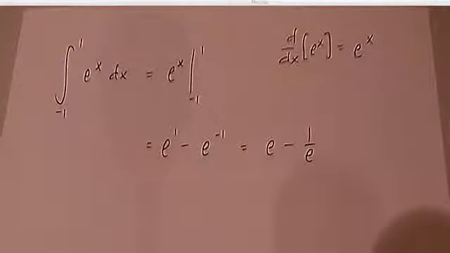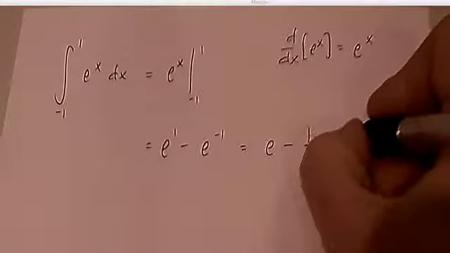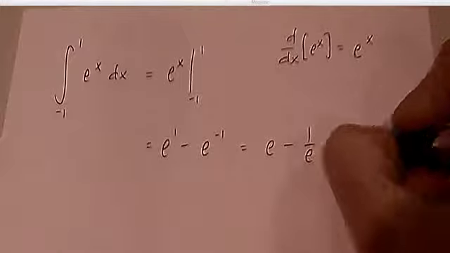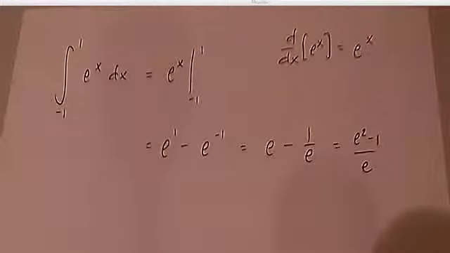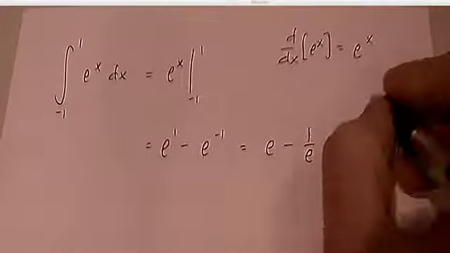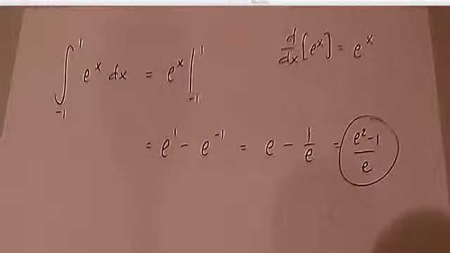It really is that easy. We can get a decimal approximation for that, or we can get it in terms of a common denominator or whatever. Well, 1 over e is about 1/3, and e is about 2.7, so it probably winds up being somewhere around 2.3 something or other. But that is, of course, the exact value right there.